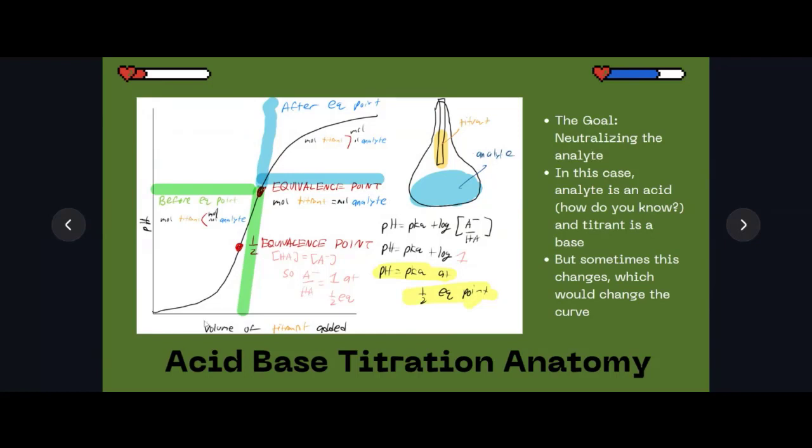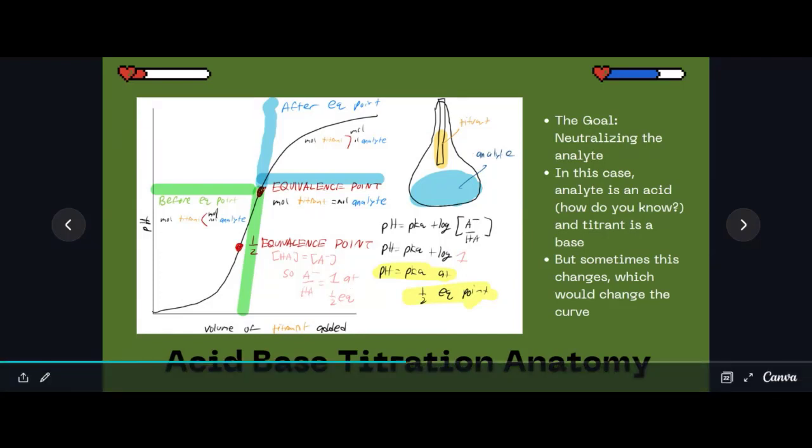As we go up the graph, notice how there's this middle spot here called the equivalence point, where the moles of the titrant are equal to the moles of the analyte. And then halfway to that point, we have HA equal to A minus. So the half equivalence point is when half the moles of titrant needed to reach equivalence have been added. That's how I like to think of it. HA is equal to A minus, so A minus over HA is equal to 1 at the half equivalence point. So if we look at the derivation right here, notice how we have log of 1, which is 0. So pH is equal to pKa.